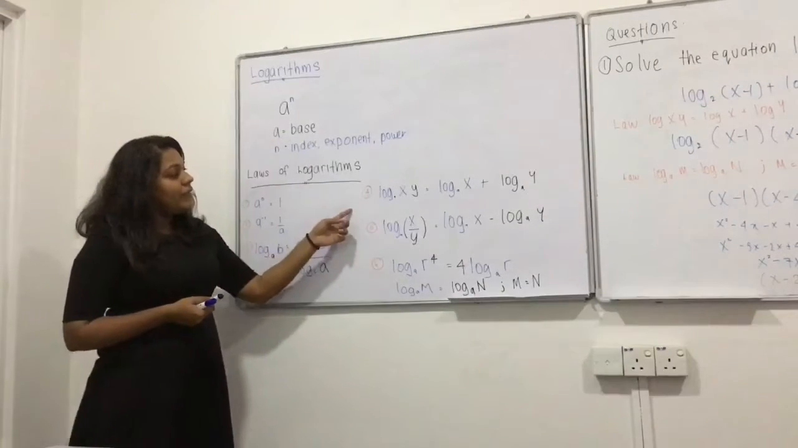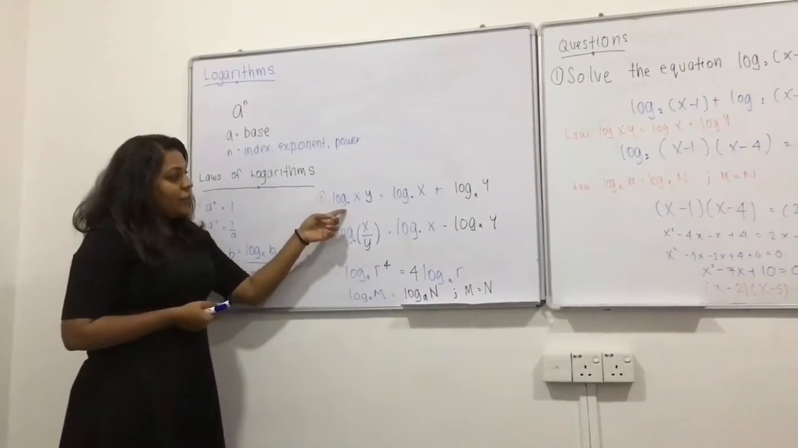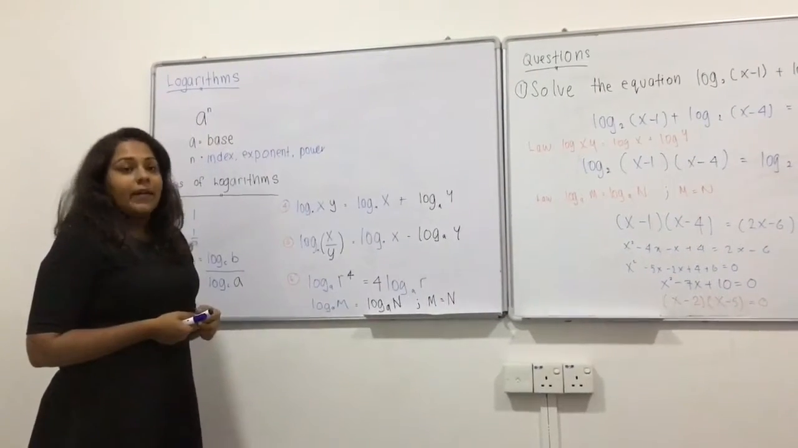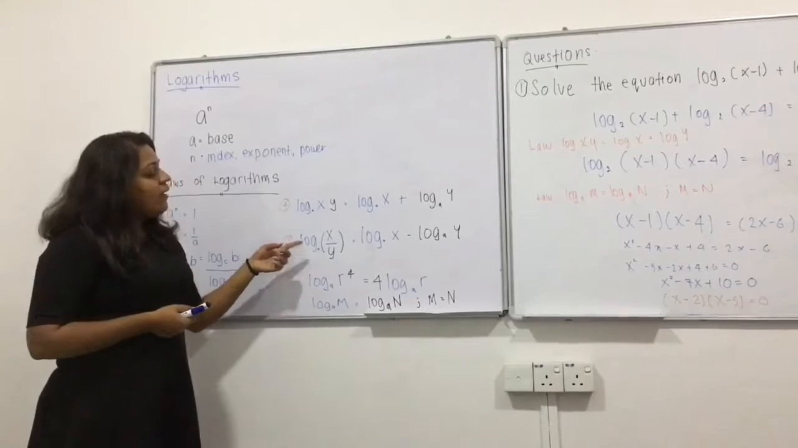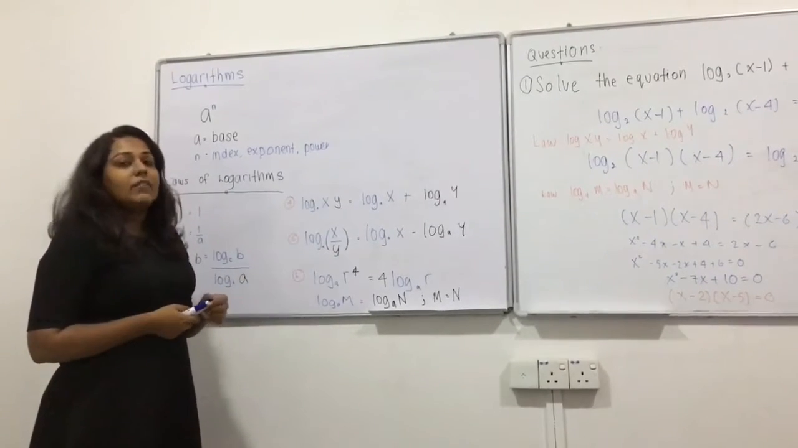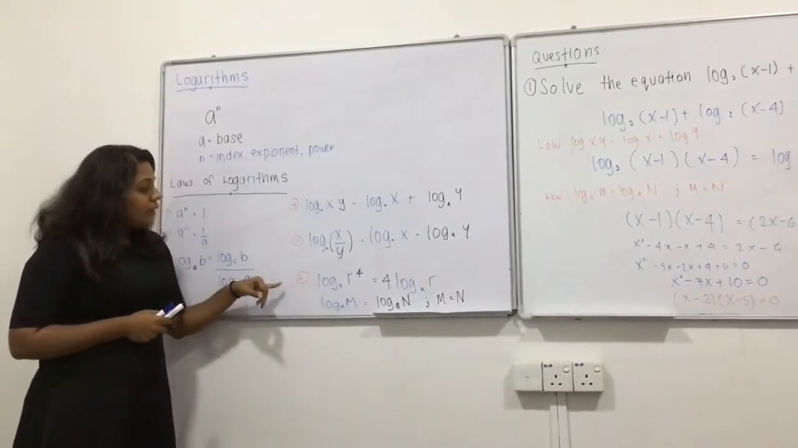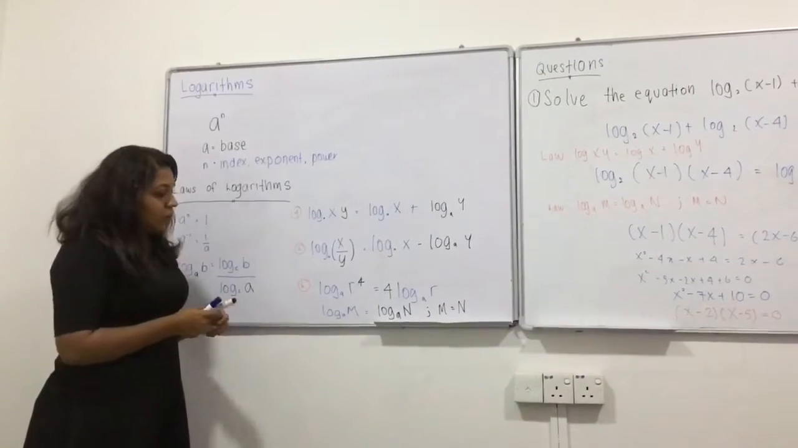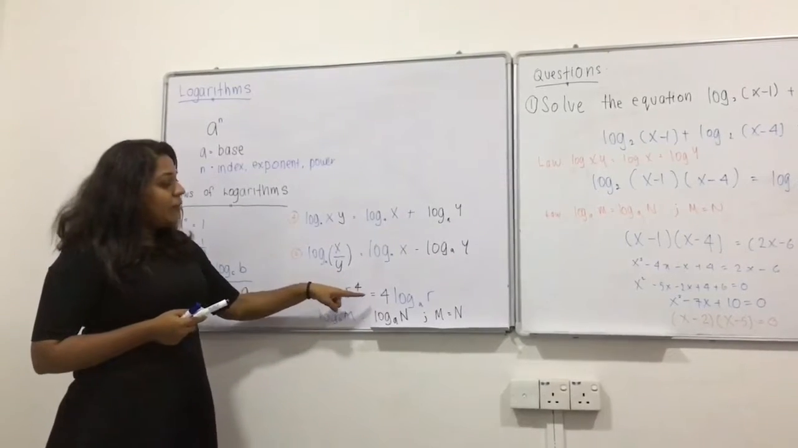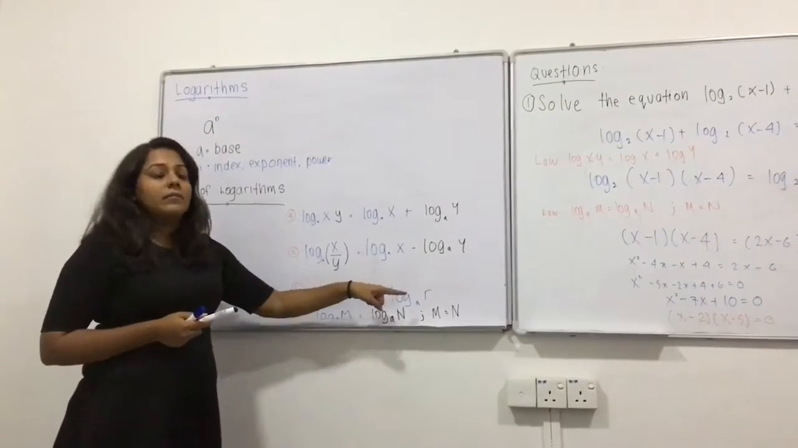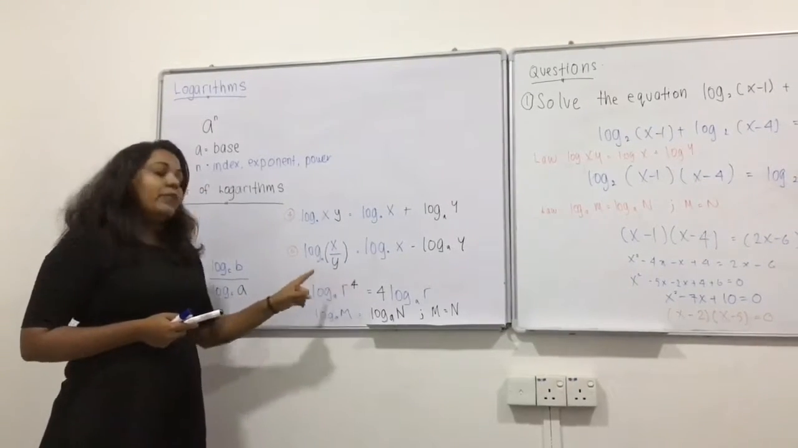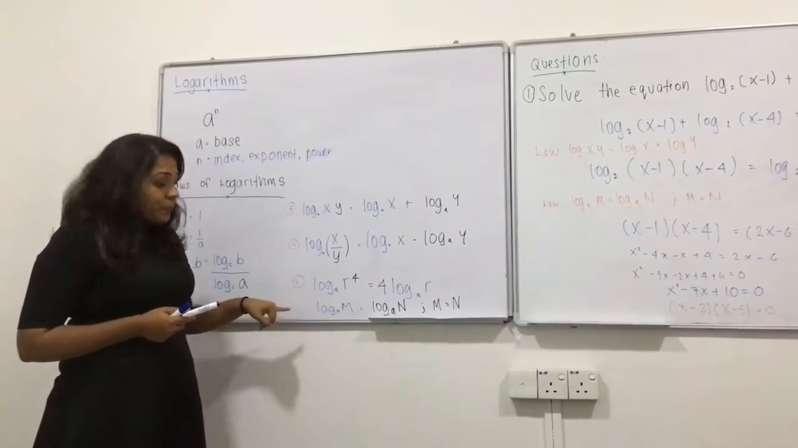Now, number 4, you can see log_A XY is also log_A X plus log_A Y. And number 5, log_A (X over Y) is also known as log_A X minus log_A Y. And then number 6, log_A R to the power of 4 can also be written as 4 log_A R, which means that you bring down the power to the front. It can be written both ways.